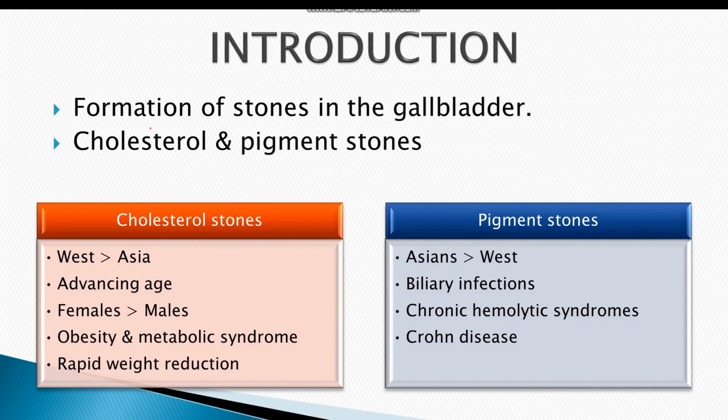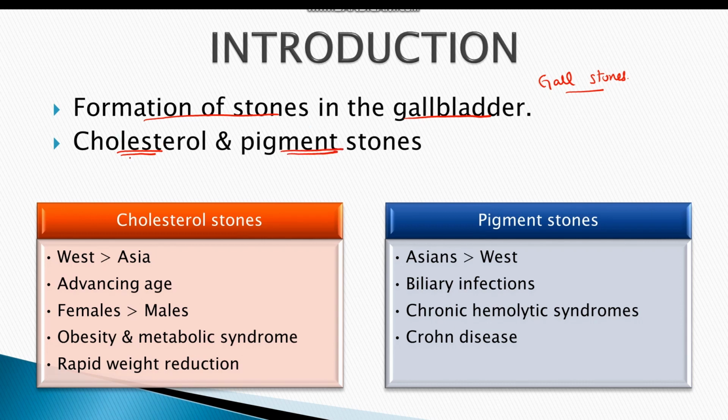The topic of our discussion today is cholelithiasis. Cholelithiasis refers to formation of stones within the gallbladder. It is also known as gallstones. Gallstones are of two types. The first is cholesterol gallstones and the other is pigment stones.